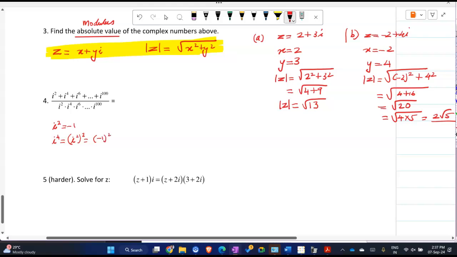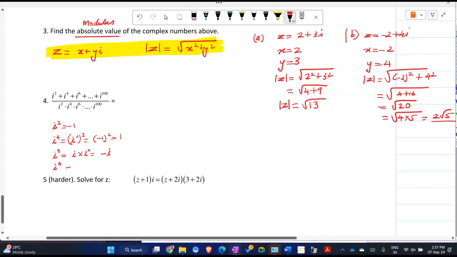Correct? i squared is minus 1, squared, so 1. Yeah. i cubed. i cubed is i into i squared, correct? So that's i to the 3. i and i squared is minus 1, so minus i. Minus i, yeah. i raised to 4 is 1.